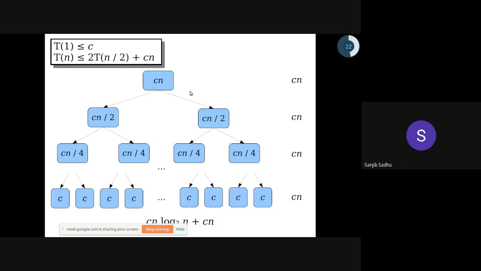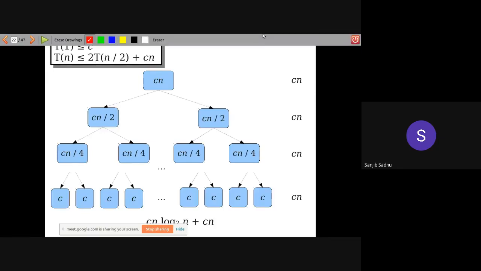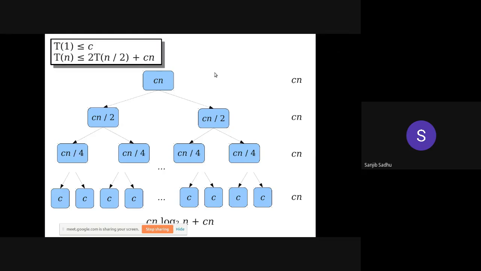Now we'll start reading another method that is called the recursion tree method. It means we'll try to create a tree. How does it look? Here you see this is the given equation: Tn is 2 Tn by 2 plus Cn, and T1 is this.